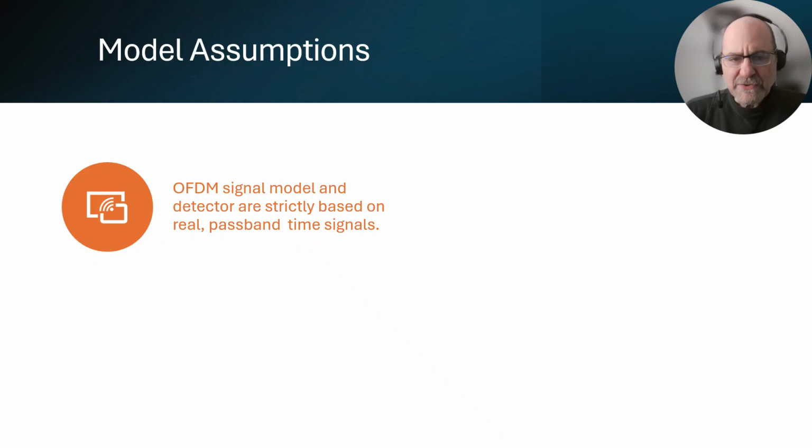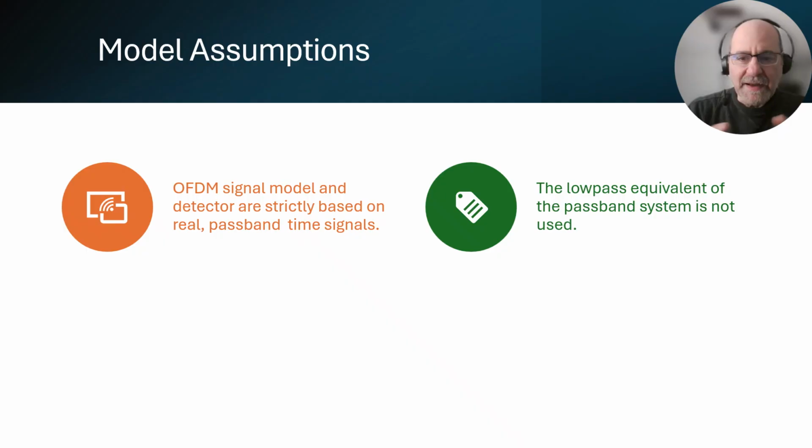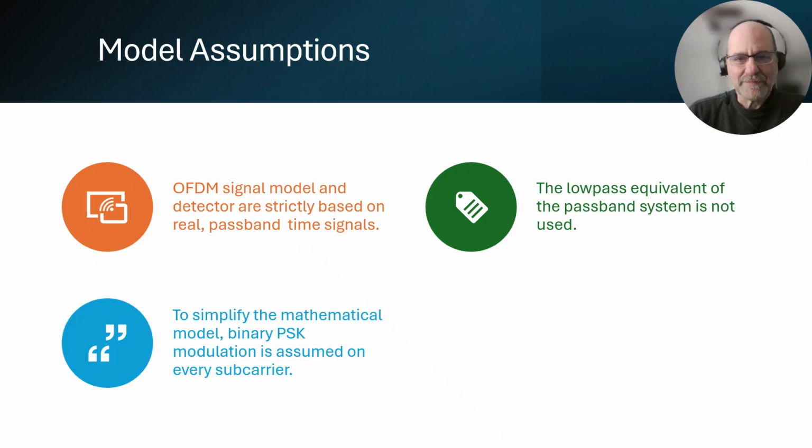The model we'll use to prove this orthogonality property is based on real passband signals. That is, the actual signals that would be used in a passband OFDM system, which will avoid the complications derived from using the low-pass equivalent of the system, which calls for complex signals. In this case, we'll use only real signals.